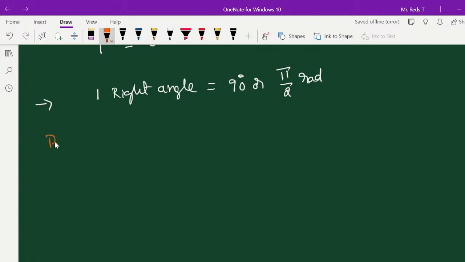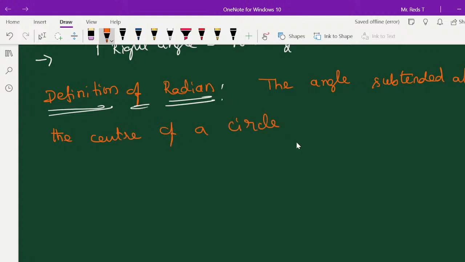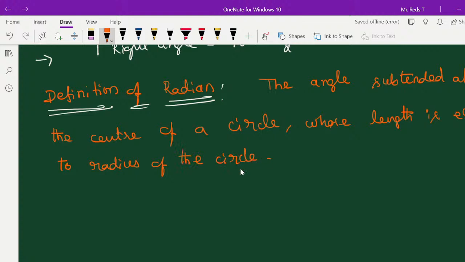These are some basics. Definition of radian: the angle subtended at the center of a circle by an arc whose length is equal to the radius of the circle.